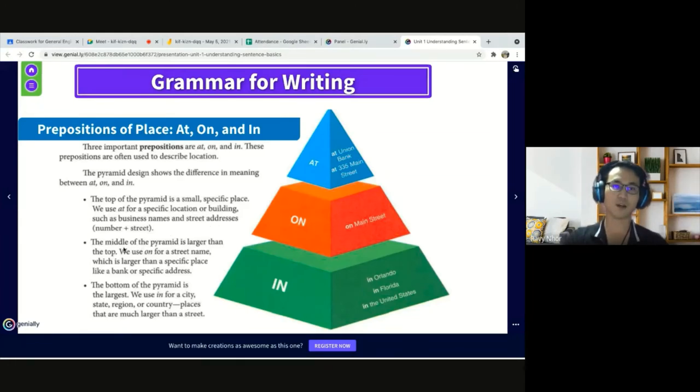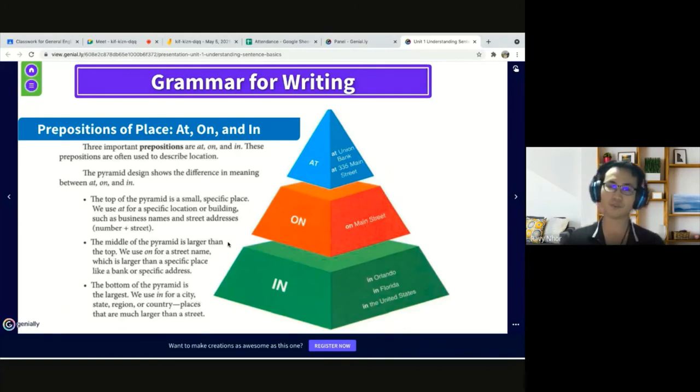Okay, next is on. The middle of the pyramid is larger than the top. We use on for a street name, which is larger than a specific place, like a bank or a specific address.